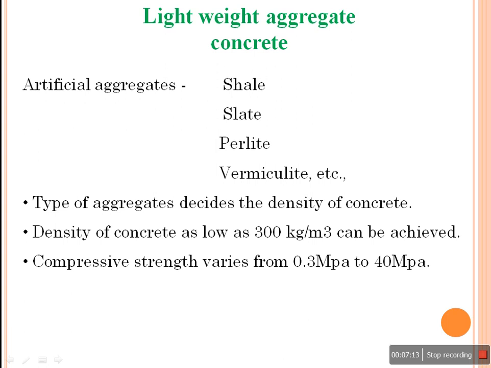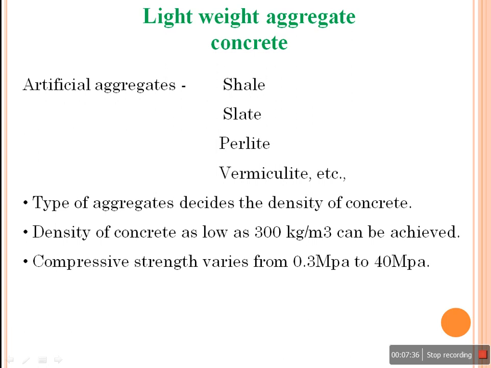Next one is artificial aggregates. If we look at artificial aggregates, there are shale, slate, perlite, vermiculite, etc. Even brickbats, cinders, clinkers, foamed slag, bloated clay can also be used as artificial lightweight aggregates.